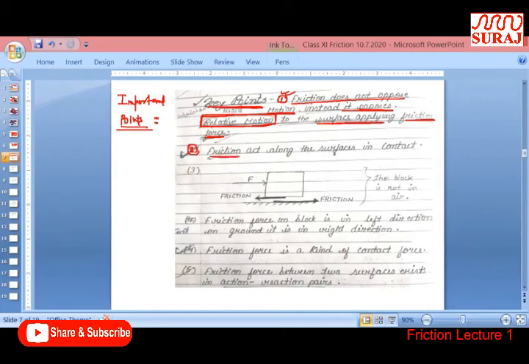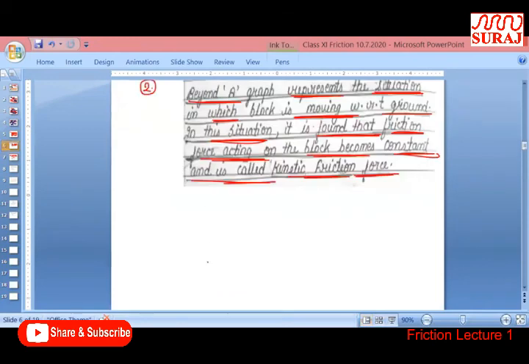Now for second point, friction acts along the surfaces in contact. The direction of friction will never be perpendicular or at any angle. It will always act along the surfaces in contact. Now see the third point.